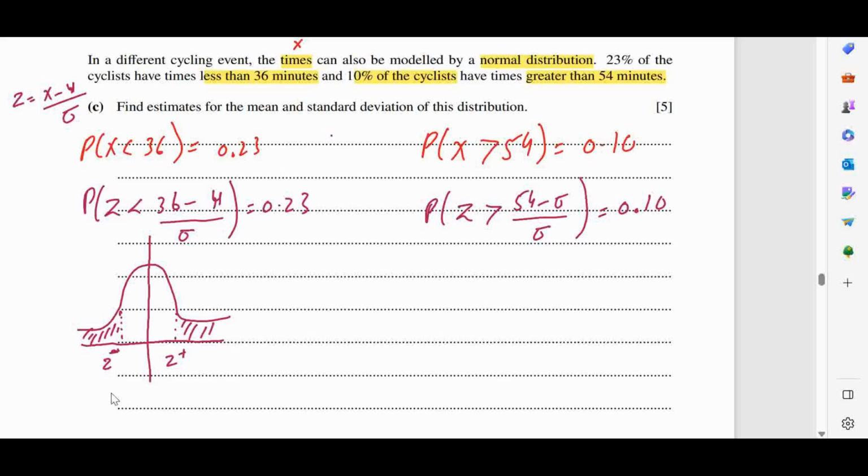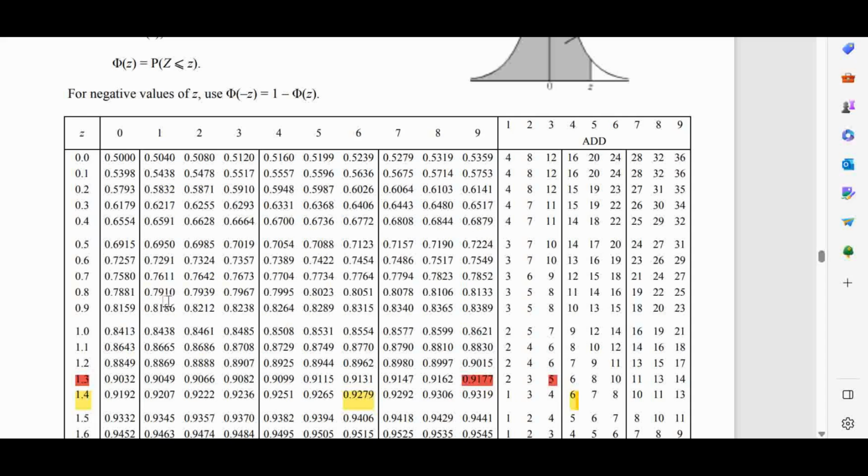Now here we can see that the value of z is 0.23. So let's subtract it from 1. 1 minus 0.23 is equal to 0.77. Now from here, we can use the table. So by using the table for 0.77, where is it? Here we can see that this one is 0.77.